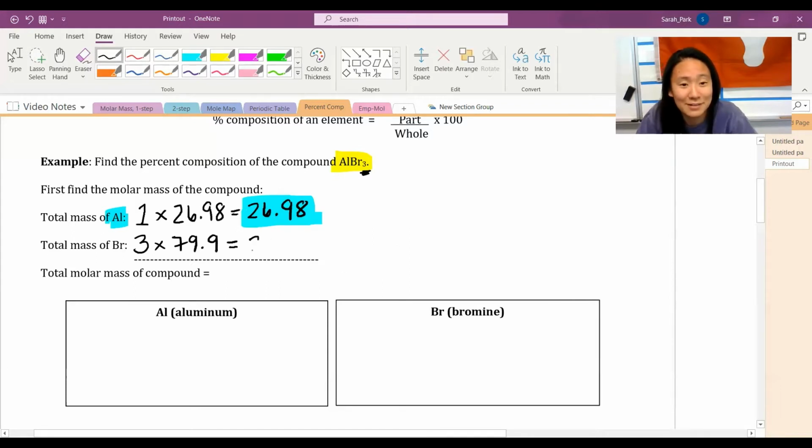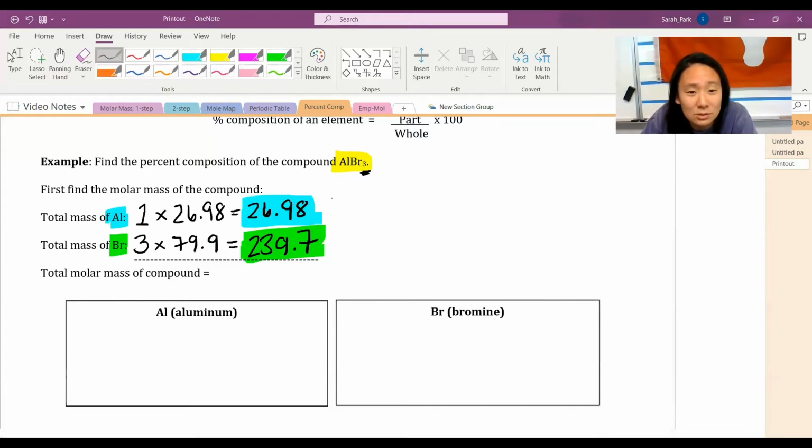And this is the total bromines that I have in this compound. Big mistake here is a lot of people want to just put 79.9, but you have 3 of them. So you have to account for all of the bromines in that compound. Okay, so we're going to take these numbers, and now calculate the total mass of the compound. So you got to add these 2 numbers up to find the total mass.